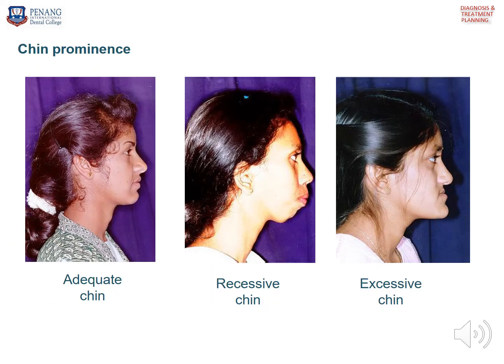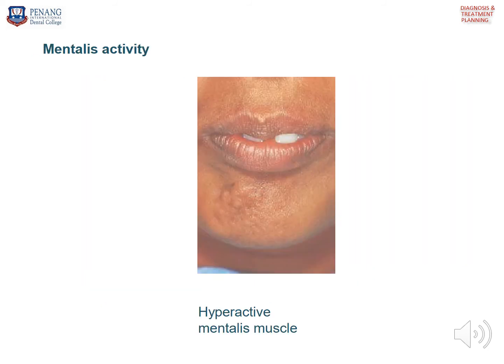Don't forget to check for the chin prominence. Usually, the patient will have an adequate chin in the class 1 skeletal, and then the patient may have a recessive chin in a patient with a class 2 skeletal, and then in a class 3 skeletal, the patient may have an excessive chin. And then finally, for the chin, you also need to check for the mentalis activity. In a patient with a lower lip trap, the patient may have a hyperactive mentalis muscle.